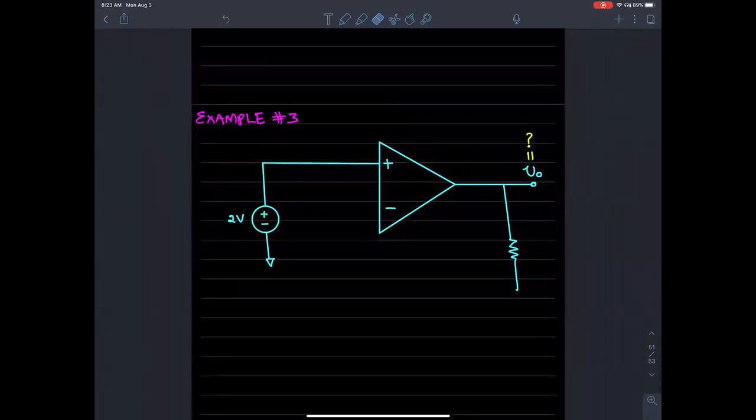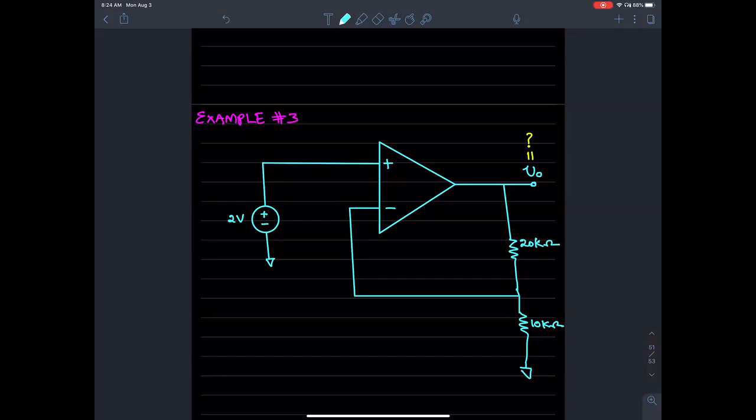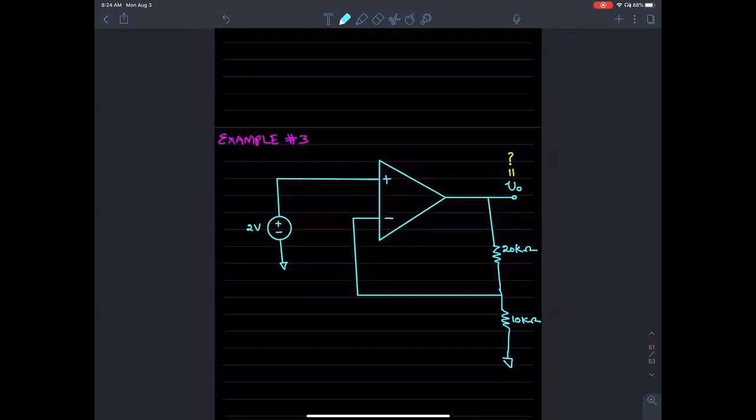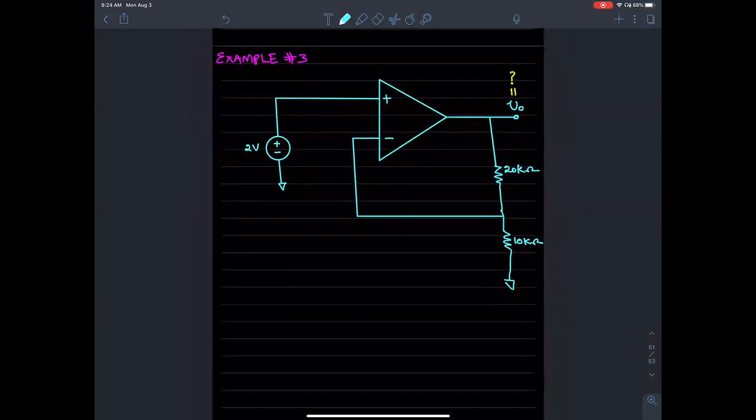And there's another resistance over here, 10 kilo ohms, 20 kilo ohms. Okay, what else? Did I give you everything you need? Yes. So now then, how would you go about solving this problem?